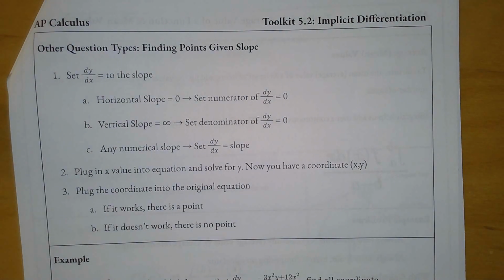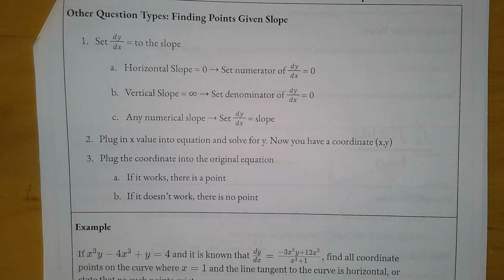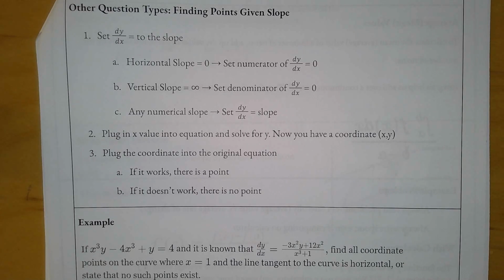Other questions. Finding points given a slope. So that was finding the slope at a point, or the equation at a point. Now you sometimes will be asked to find the point given the slope. So sometimes you're told, okay, well, where do we have a horizontal slope, or where do we have a vertical slope, or where do we have any numerical slope?